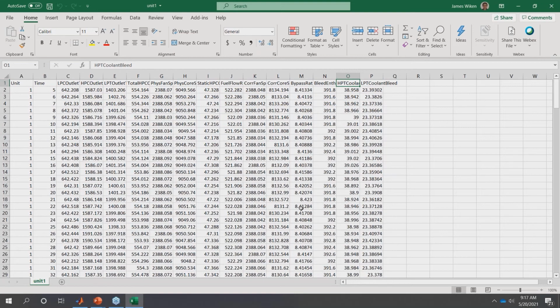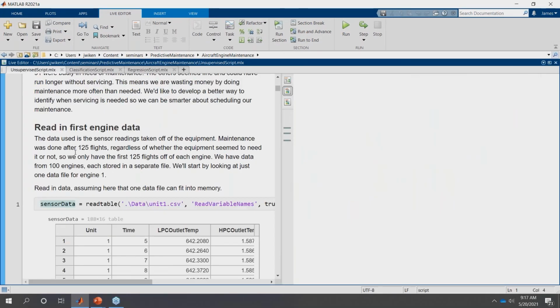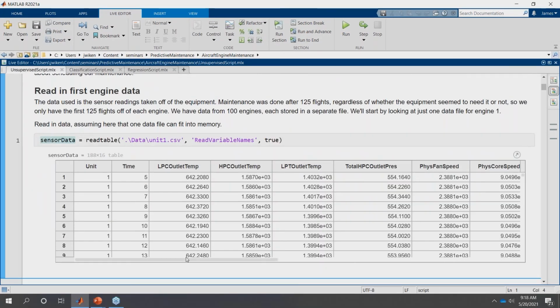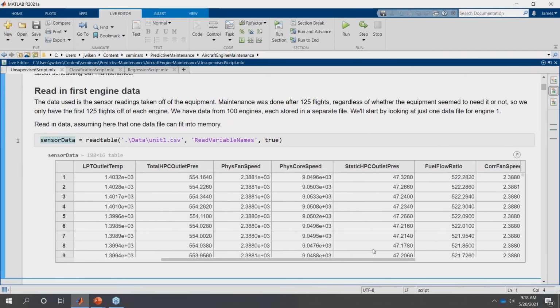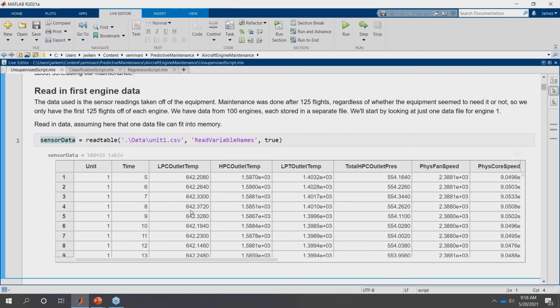So we're going to use these various sensor values to try to see if there's evolution over time and if we can detect degradation in the system. And that's what we see here when we've loaded it in, those same sensor readings.